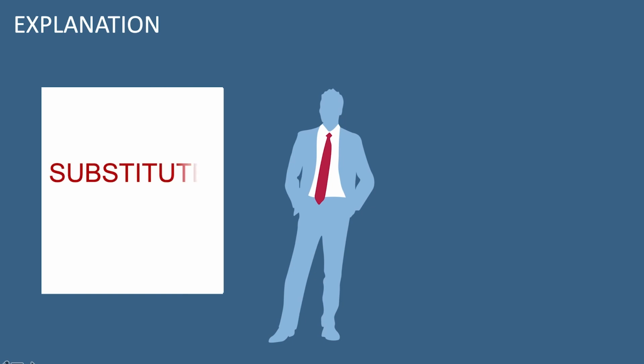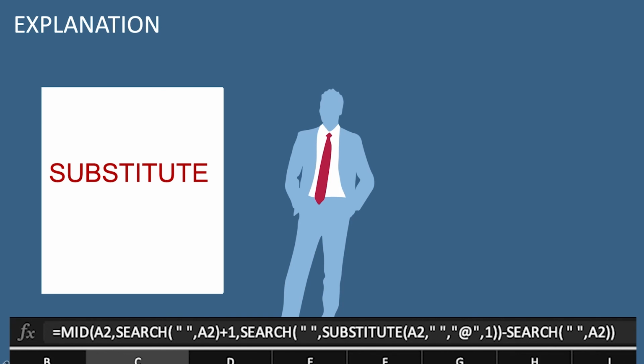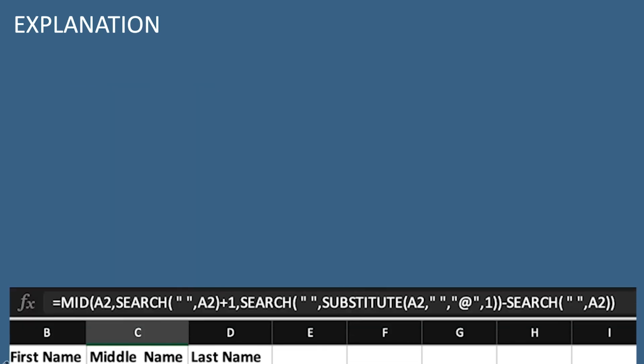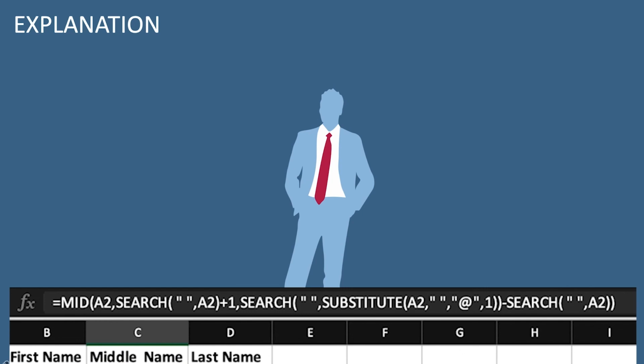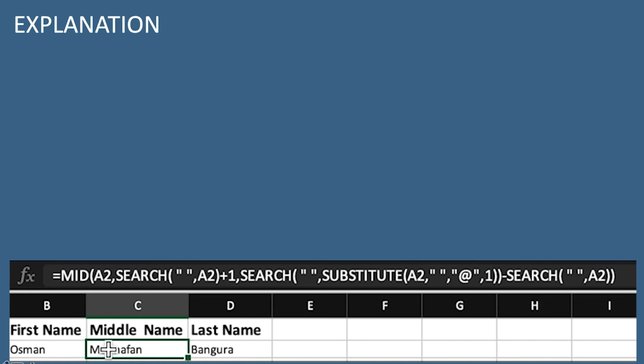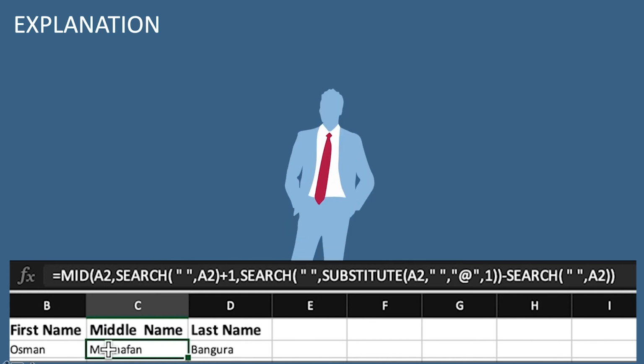You can use the substitute function to replace the last space character with an @ symbol. You can then find the difference between the position of the first and last space to get the total number of characters in the middle name. And this is the formula indicated here below. This gives the number of characters you want to extract. Use that in the third parameter of the mid function and you get the middle name extracted and displayed.